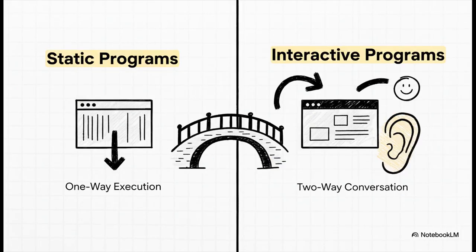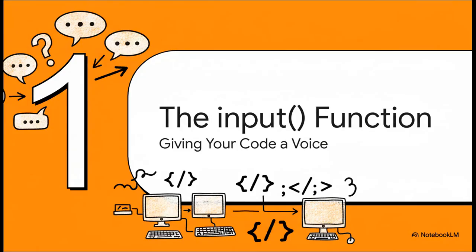Our goal is to build a bridge, to go from a static script that just runs on its own to a dynamic application that can actually interact with a real person. Let's teach our code how to listen. So how do we do it?